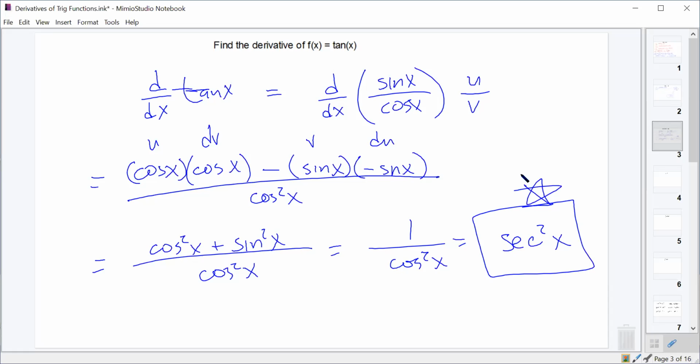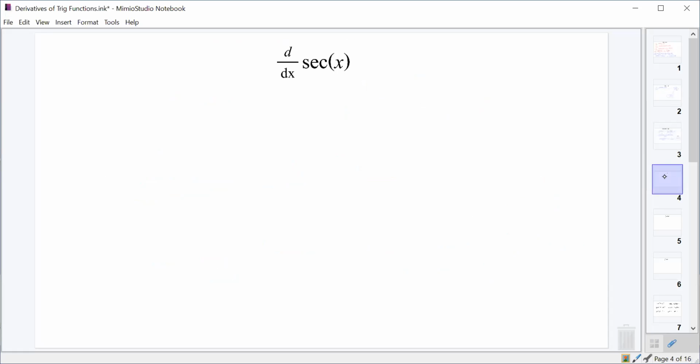You're going to want to memorize that one also. Okay, I'm going to give you guys a sheet with all of these on it, but you don't need to make your own. But you need to know the derivative of tangent is secant squared. Everybody okay with that? All right. What about the derivative of secant x?